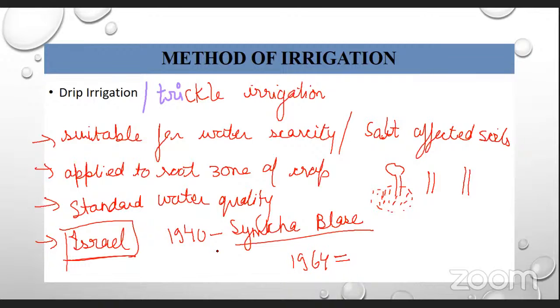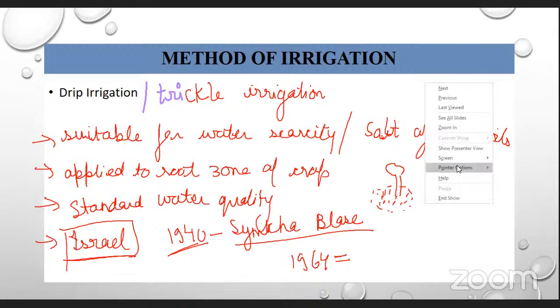So if the question is asked when drip irrigation was first introduced or discovered, you can say it was in the year 1940, but the patented drip irrigation system was first developed in the year 1964. After that, Australia and the USA also adopted this concept.